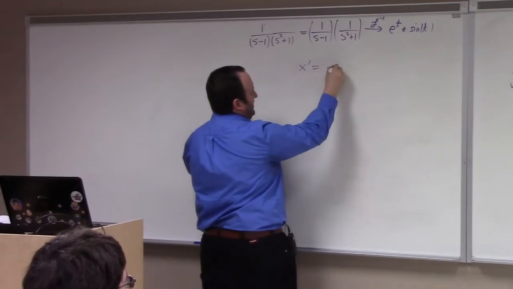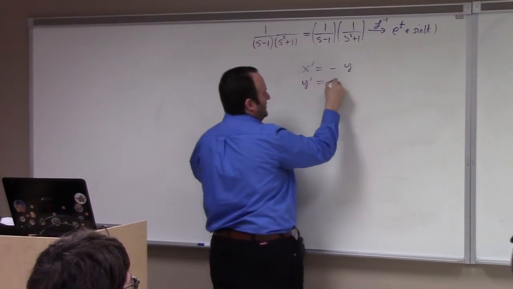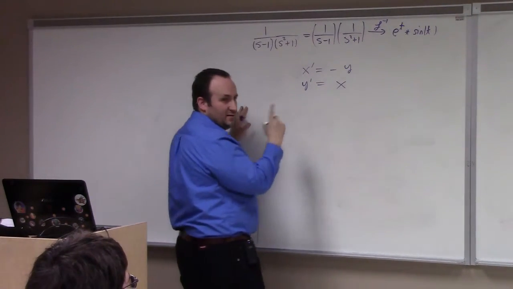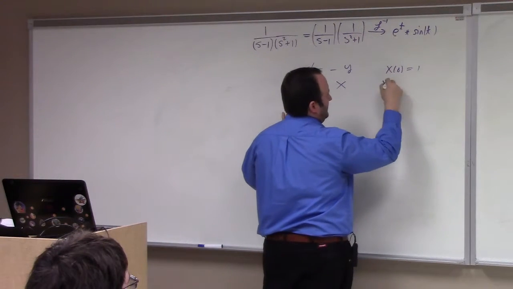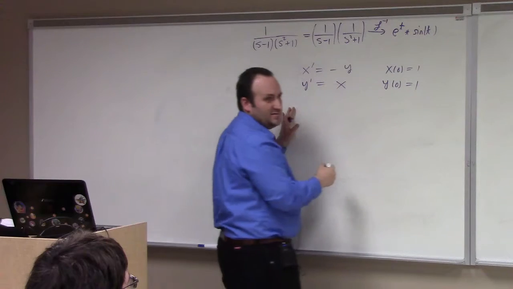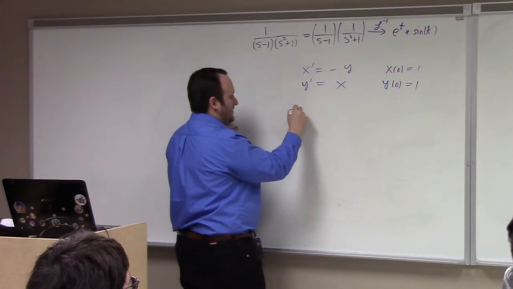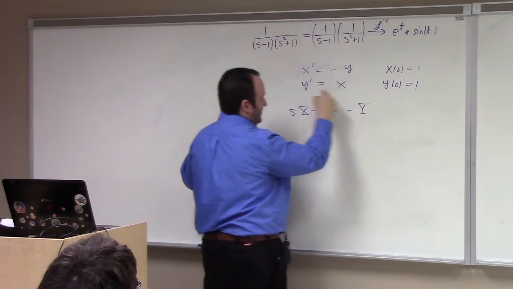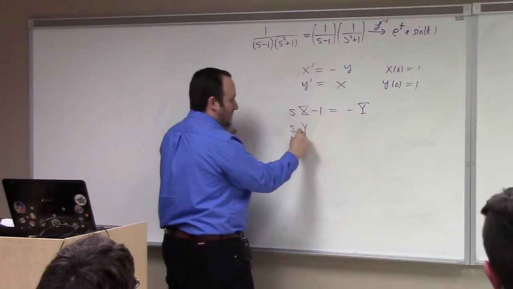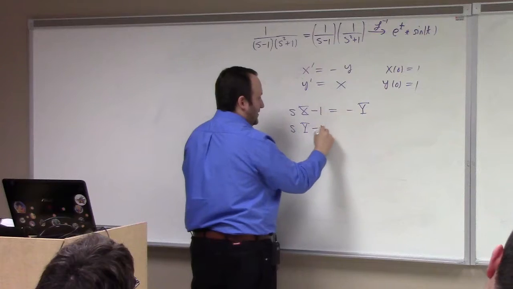Y prime, x prime equals to minus y. Y prime equal to x. All right, suppose we have x of 0 is 1, y of 0 is 1. All right, Laplace transform. S big X minus 1 equals to minus big Y. Laplace transform. S times big Y minus 1 equals to big X.